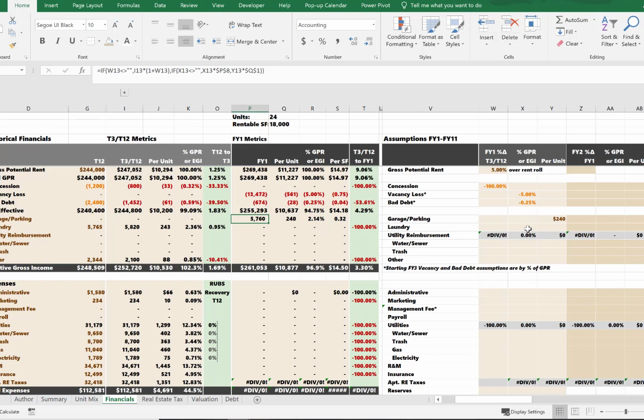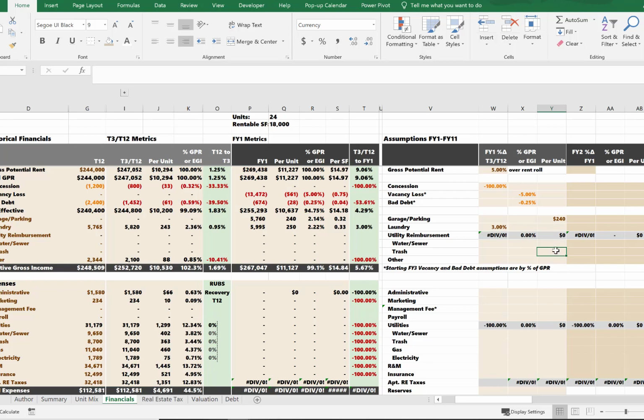For laundry, I'm just going to do a 3% increase over T3 amounts, keep that simple. And then water, sewer, and trash, I'm going to follow a similar logic to parking. I think I can charge $5 a month for trash and $30 a month for water, sewer, but I'm going to phase that again in over 2 years.